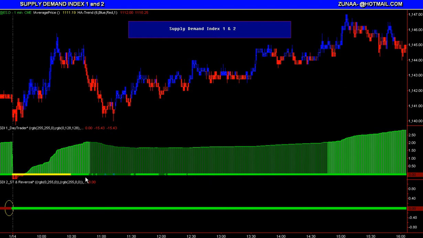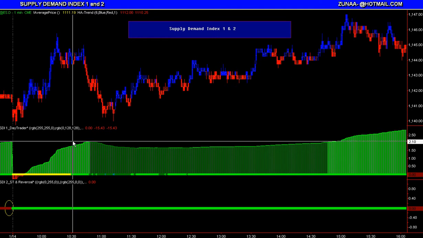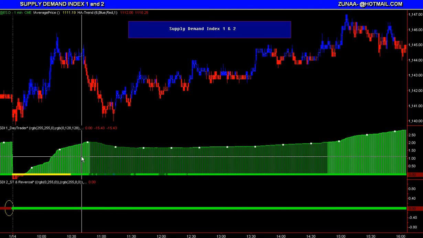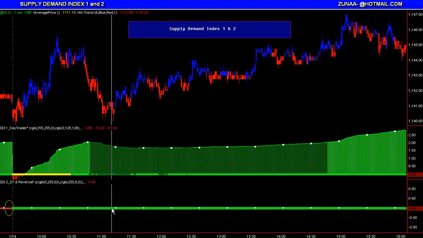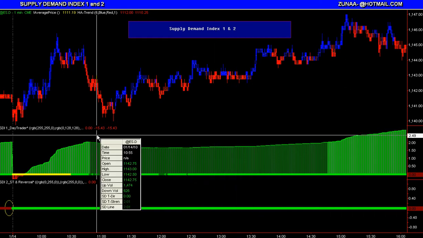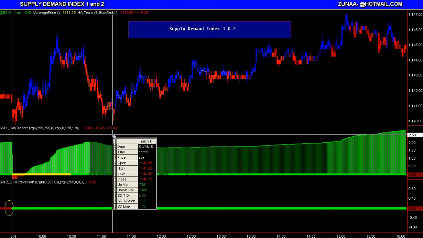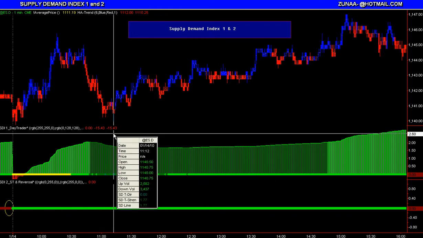Otherwise, you would want to wait for the SDI1 to look like it is here. The histogram is showing that trend strength is strong by being green, and the trend direction is showing that the trend is strong by being green. However, in this situation, because SDI2, the higher time frame trend, is strong because it's green, then it is okay to go ahead and trade even when you get the cyan color or the dark green color.